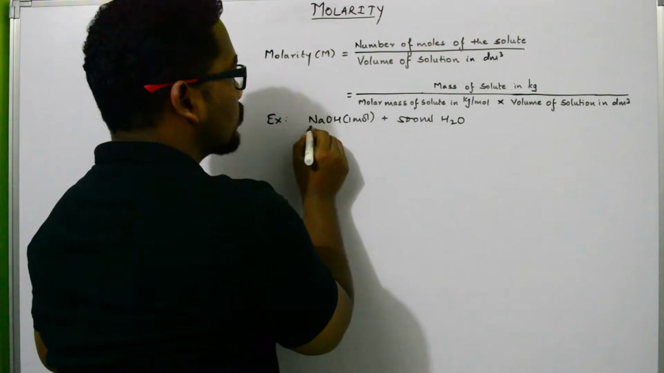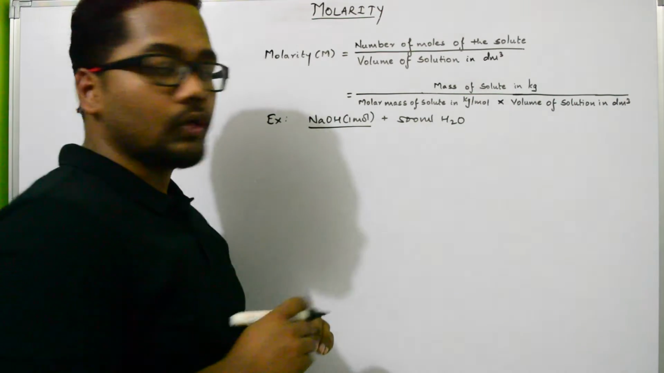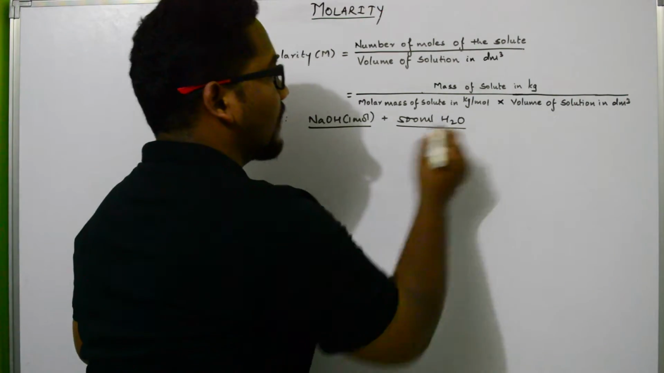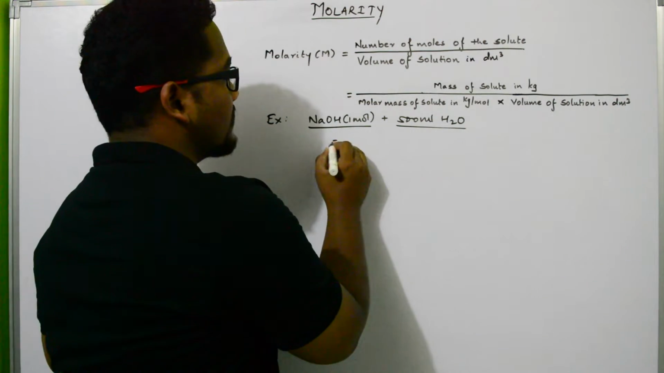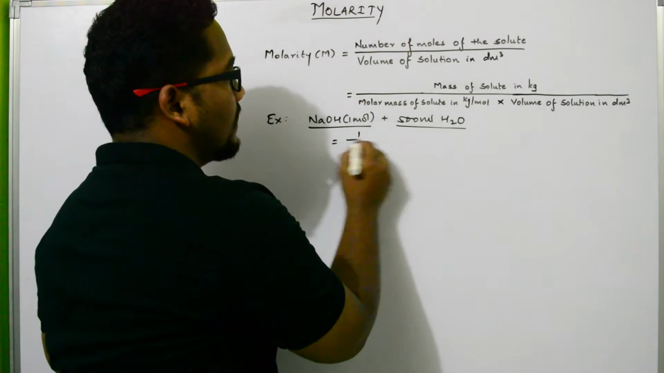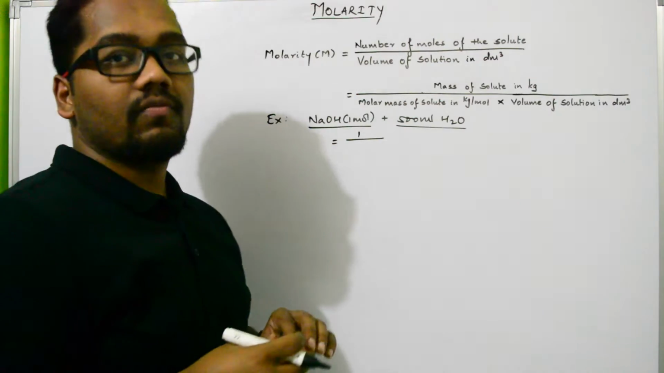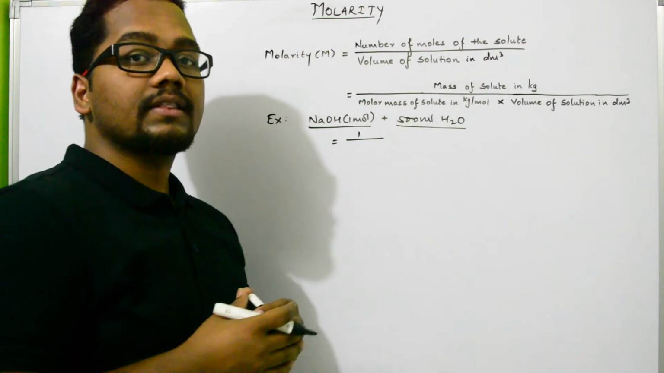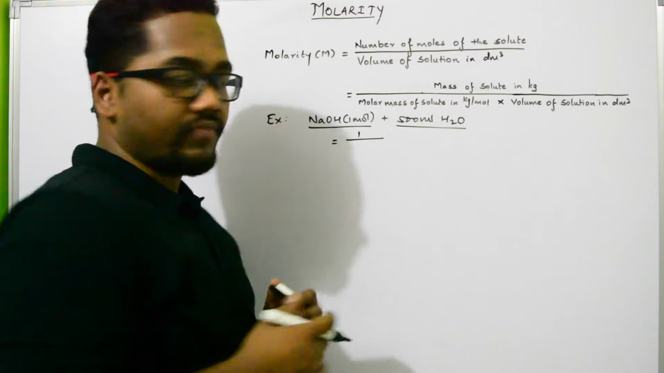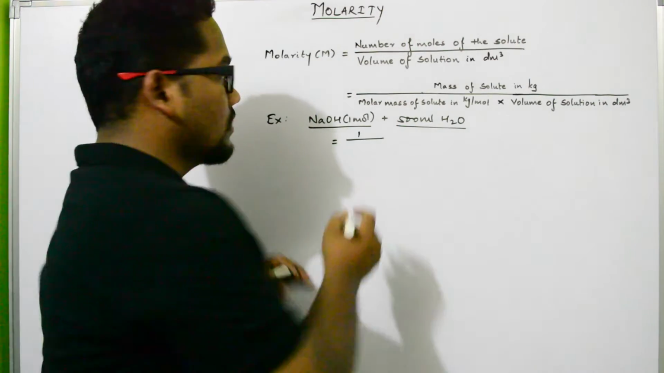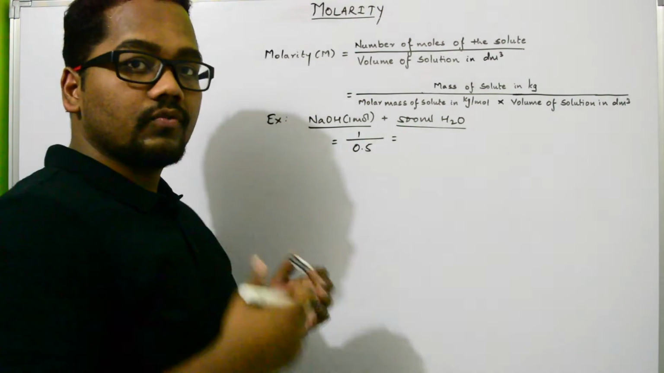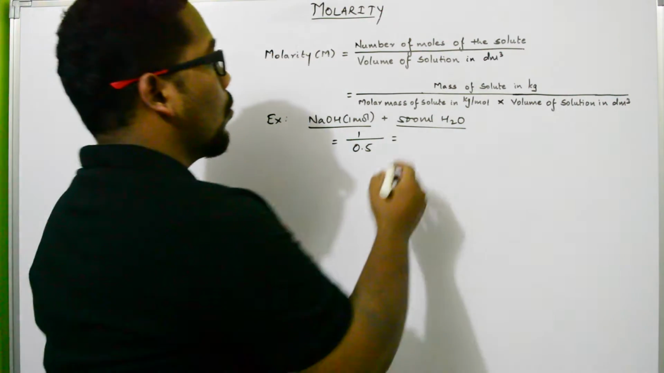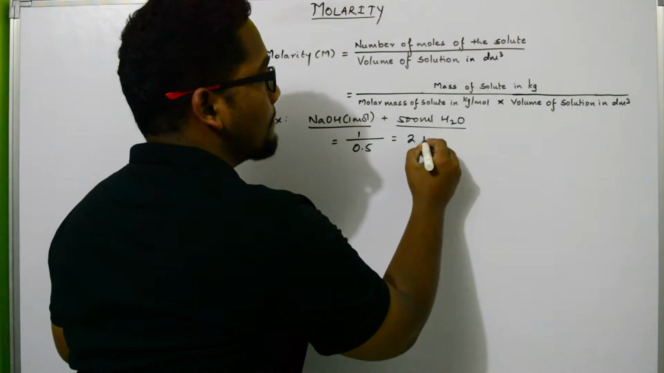So what is the number of moles of solute? In this case, NaOH is my solute and water is my solvent. Okay, so in this case, the number of moles of solute is 1 divided by 500 ml of water. Now 500 ml matlab kitna liter? It is going to be 0.5 liter. So 500 divided by 1000, which will come out to be 0.5 liter in this case. Okay, so if you solve this question, what you are going to get is 2 mole.